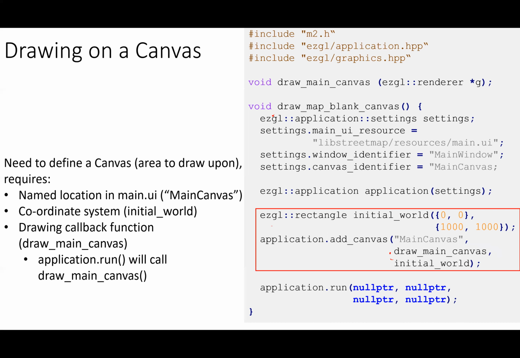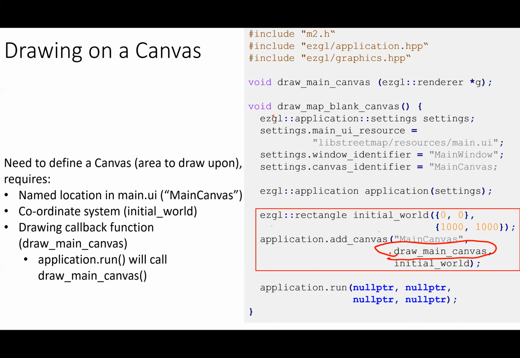This draw main canvas, so that is the name of a function. You can pass around the names of functions in C and C++, just like you can pass around variables. Okay, so you can actually pass function objects too. That's what we're doing here. This is called a callback function. Does anybody know what a callback function is? You ever heard that term?